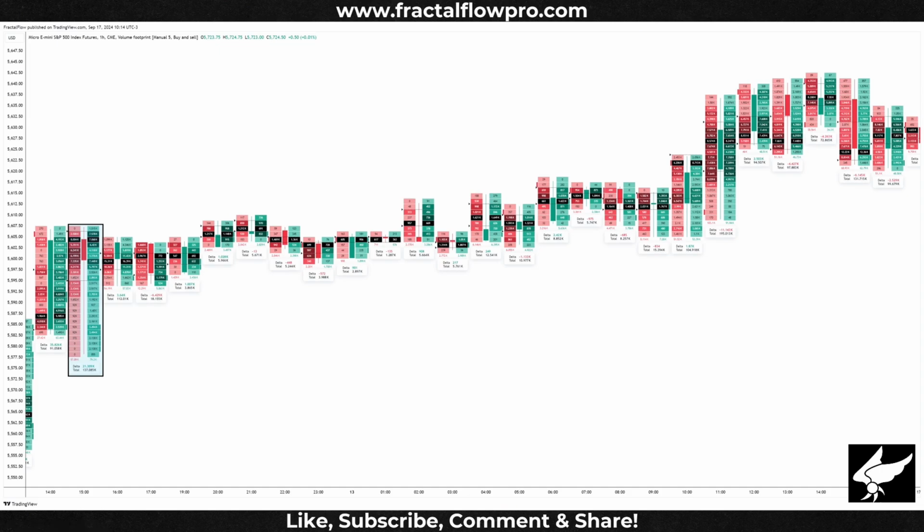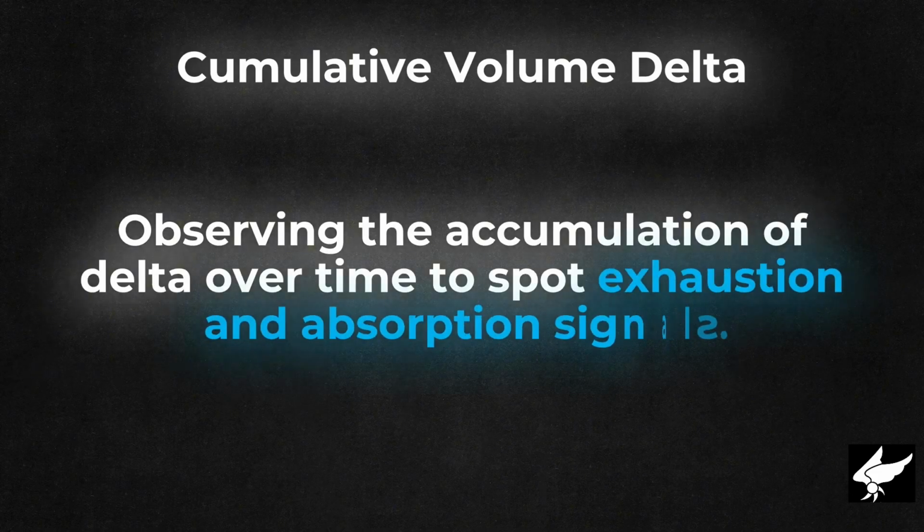The footprint shows the volume delta in each candle, but we can also observe it cumulatively over time in what's called cumulative volume delta, or CVD. The advantage here is spotting exhaustion and absorption signals. This works similarly to spotting divergence signals in oscillators, in the sense that we compare the evolution of price extremes with the corresponding extremes in the cumulative volume delta. Let's study the exhaustion and absorption patterns.